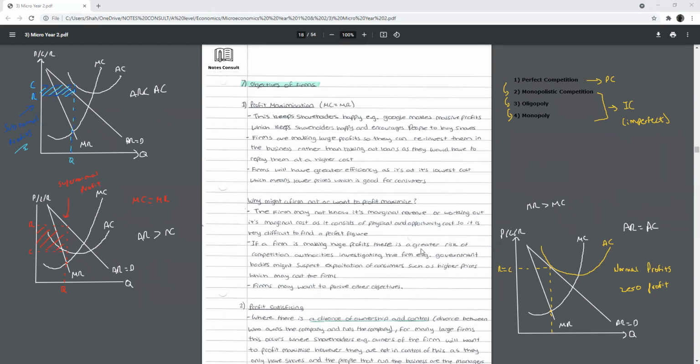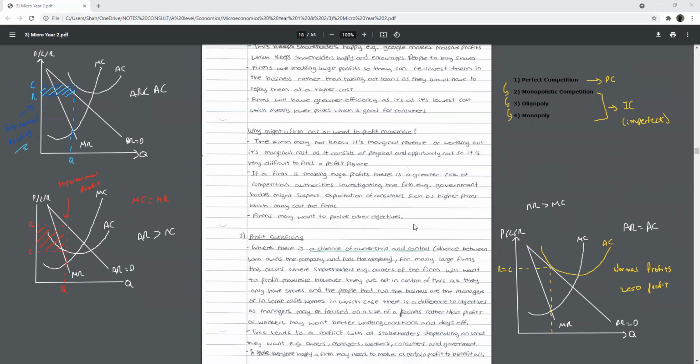If a firm is making huge profits, there's greater risk of competition authorities investigating the firm. For example, government bodies might suspect exploitation of consumers, such as higher prices, which may cost the firm. So in this case, a firm will avoid making really, really high profits because government bodies might investigate them and ask, why are they making so many profits? What are they doing to do this? And so they might not want to go through all of that and just make a certain amount of profit. And firms may pursue other objectives, which we're going to look at.